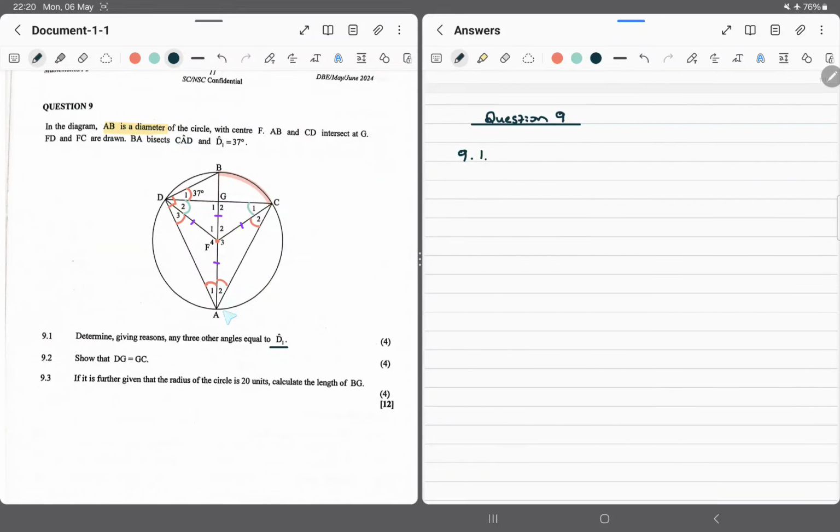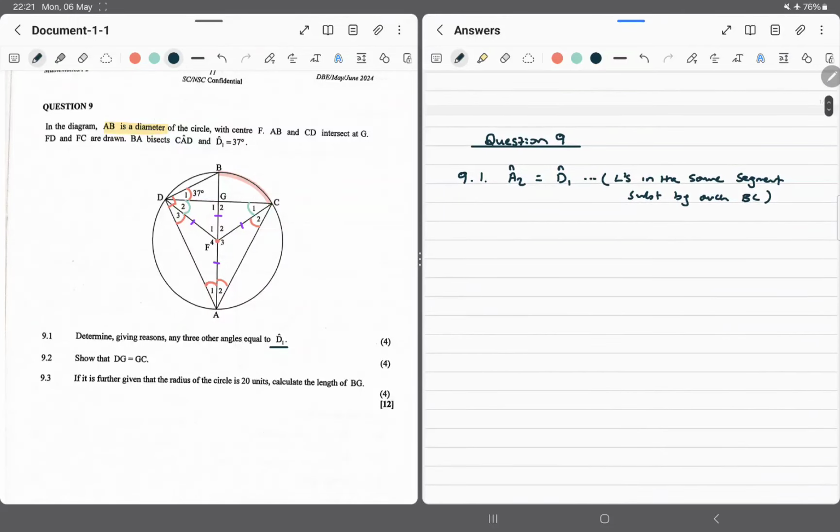9.1. Can you see analyzing the diagram often gives you the answers quick? You don't have to sweat, but if you start looking for those, you might find yourself in a curve out of commission. You know what happens when that happens. So we can say, look, A2 is going to be equal to angle D1. The reason is that these are angles in the same segment subtended by arc BC. Great.